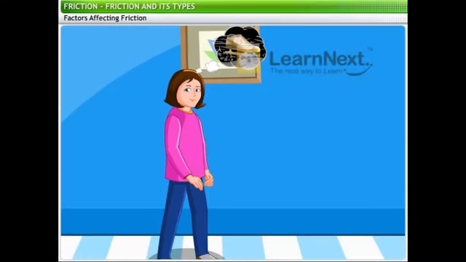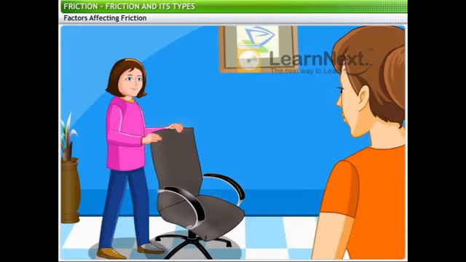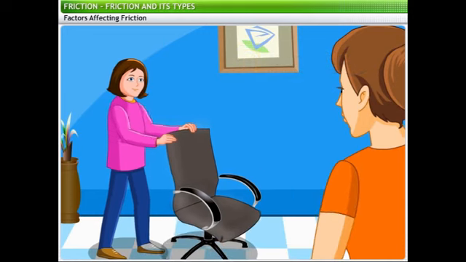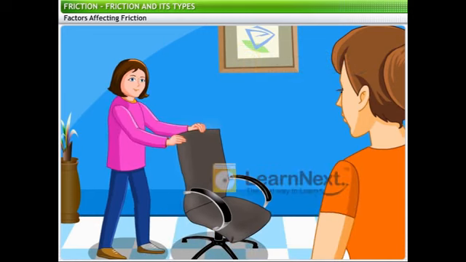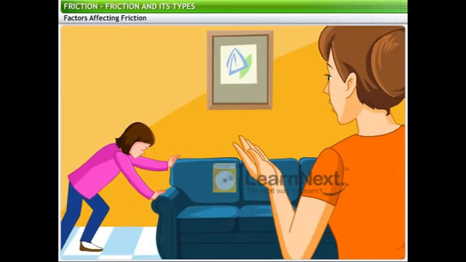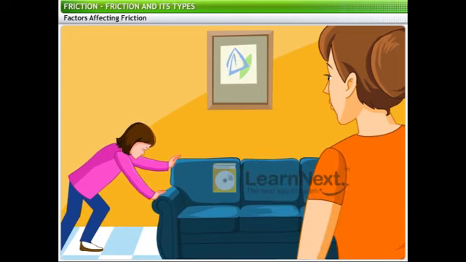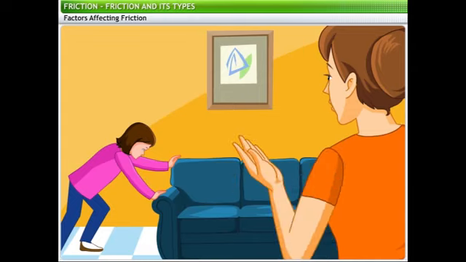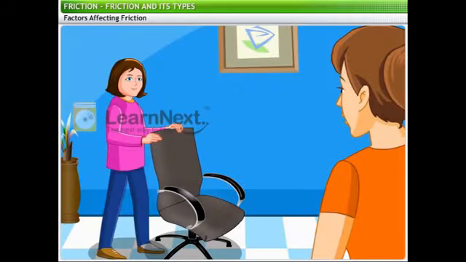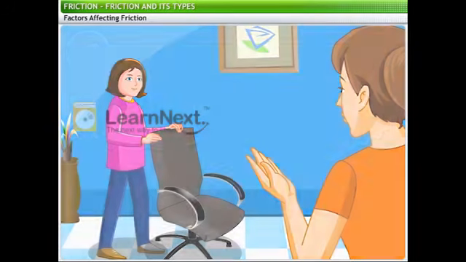I can see why you said I couldn't skate on the road. Now, try pushing this single chair. Here you are. Okay. Now try pushing this couch, a three-seater. Oof, it is so heavy. Right. You will need to apply more force to move the couch than that required to move the single chair.